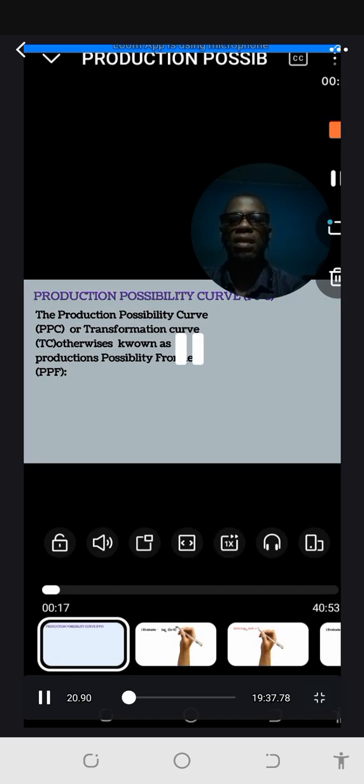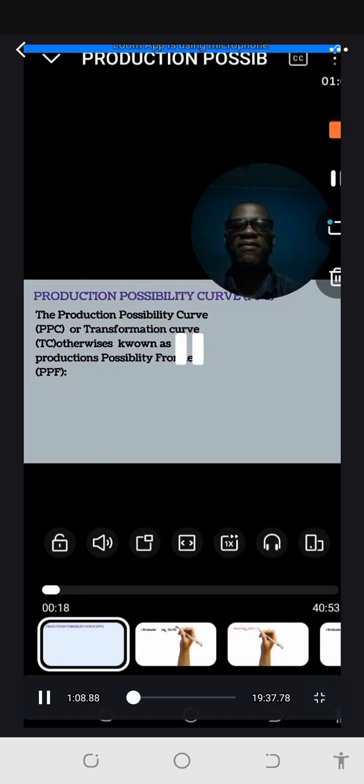This tutorial is split into three. The first part, part 1, is the introduction of production possibility curve. Part 2 is built on part 1. And part 3, which is a practical application of the production possibility curve, is built on part 1 and part 2. Without wasting time, grab your writing materials. Let's begin.